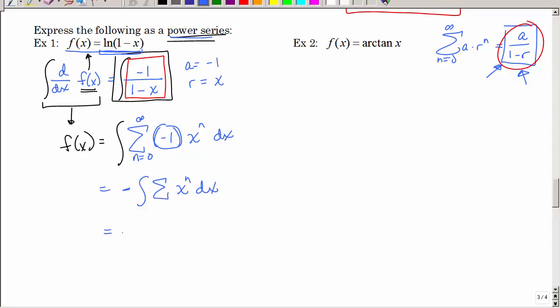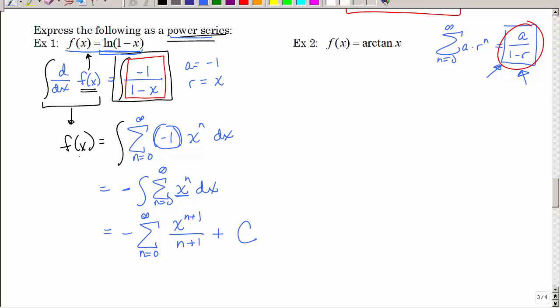And how do I integrate that? Fairly easily, just using the power rule. How do you integrate x to the n? It would be x to the n plus 1 divided by n plus 1 as n goes from 0 to infinity. But I do have to put my plus c.